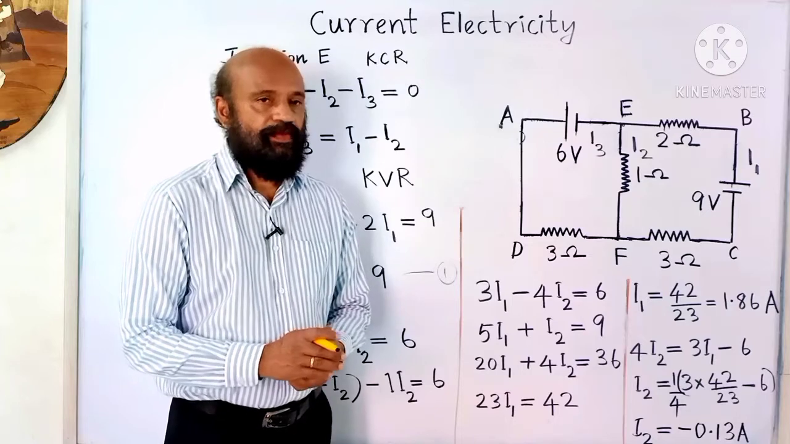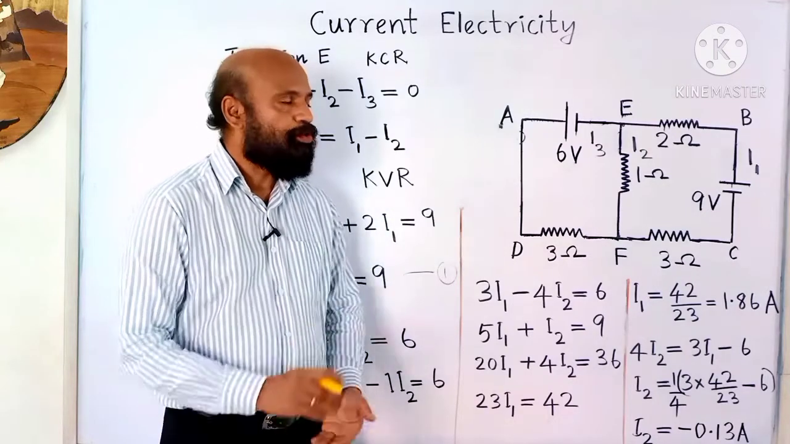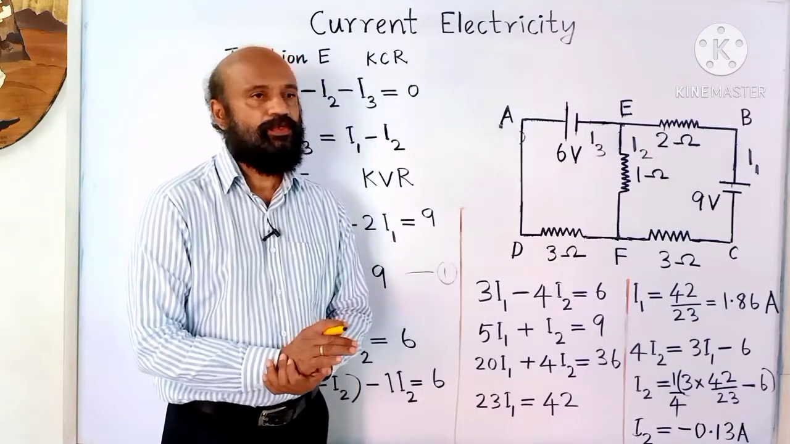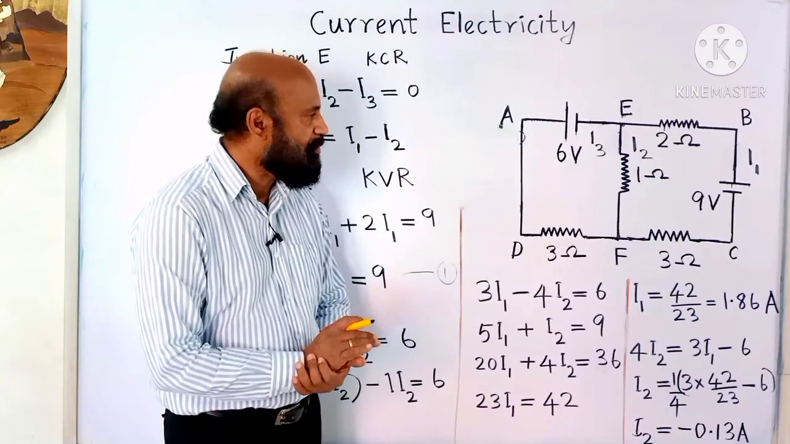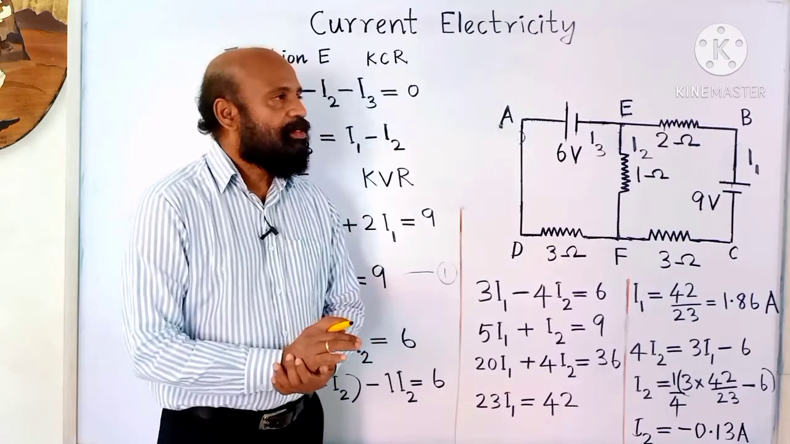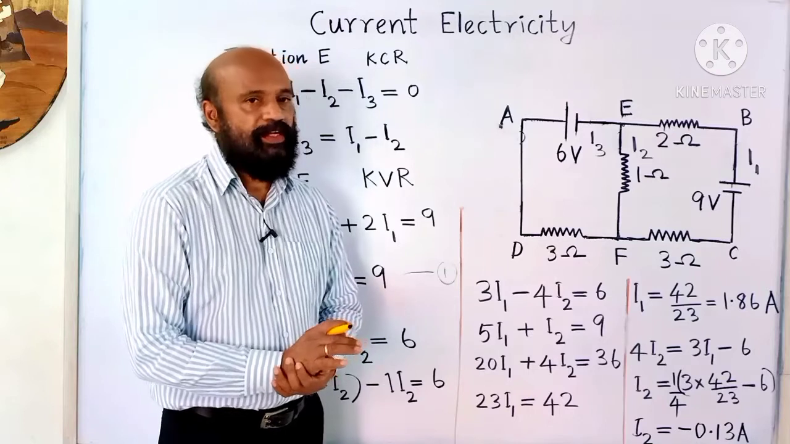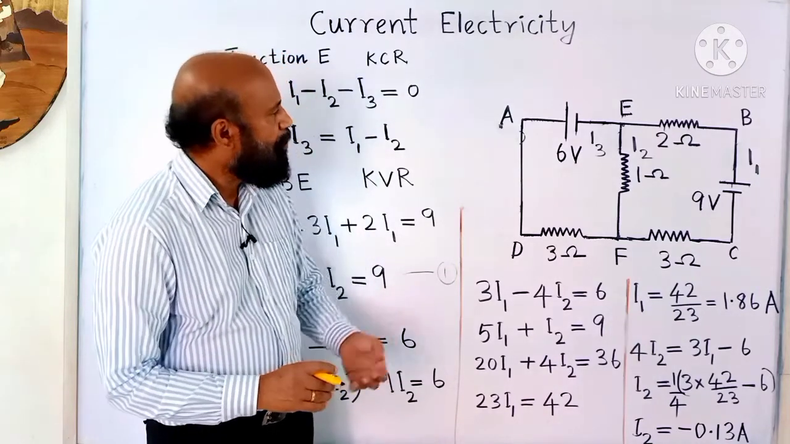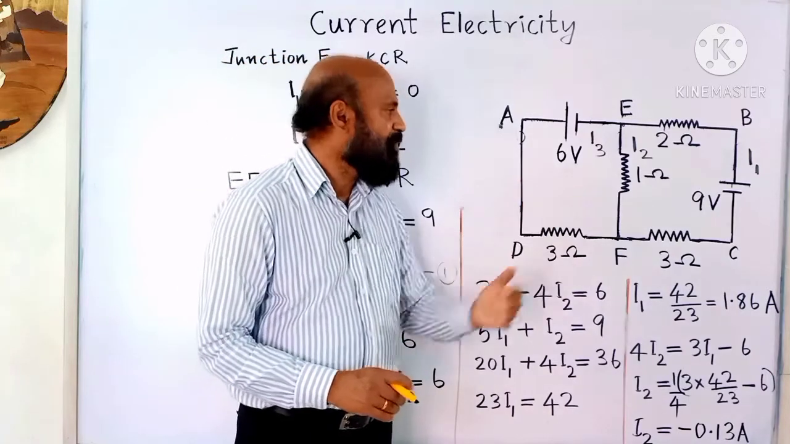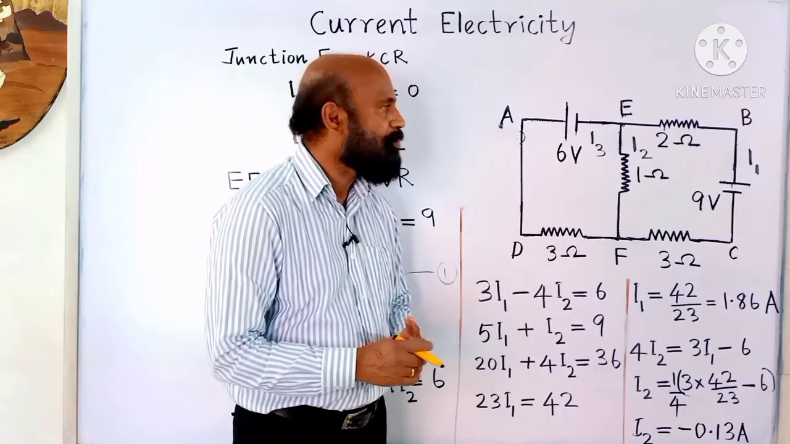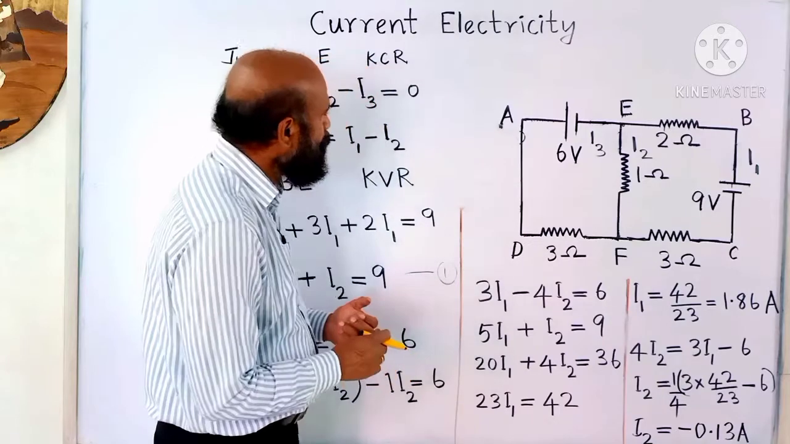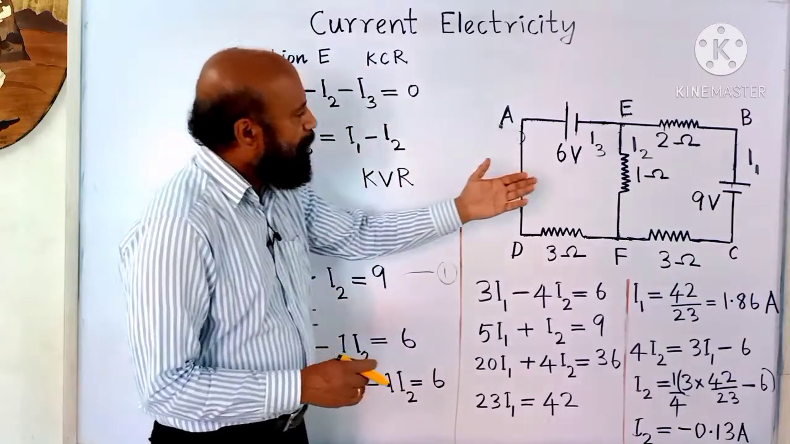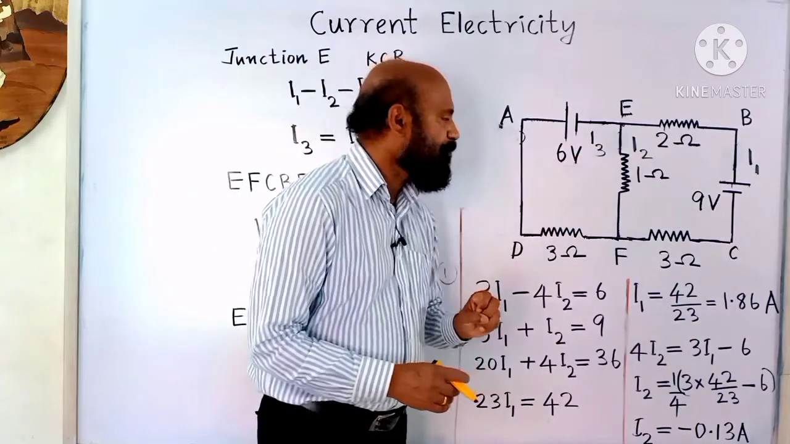In this video, I am going to explain how to use Kirchhoff's rule to find the current in a circuit. Using Ohm's law, we can find the current in a very simple circuit. For finding the current in this circuit, we have to use Kirchhoff's rule. We have to find the current in different branches.